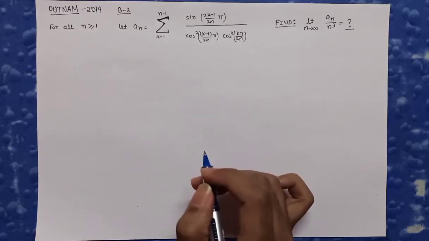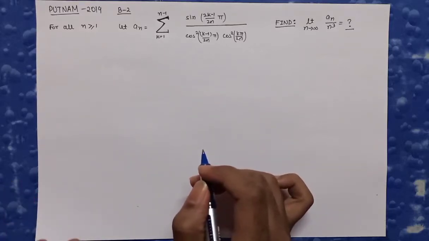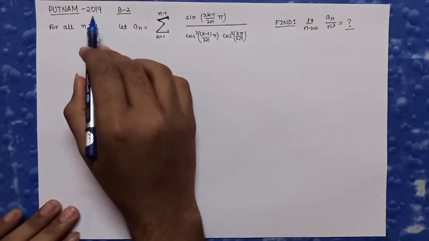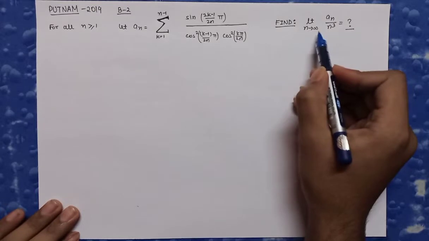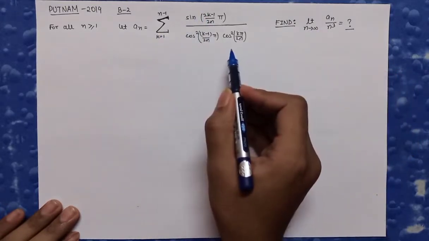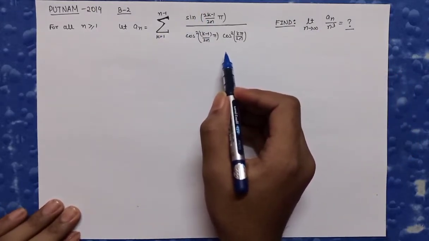Hello friends, as you have seen in the thumbnail, today I am going to solve the Putnam 2019 question number B2, and the question involves limits and trigonometric functions and identities. So today I am going to solve this question.